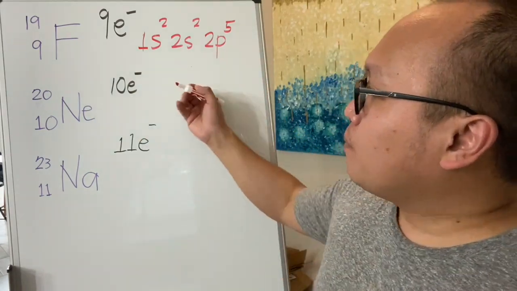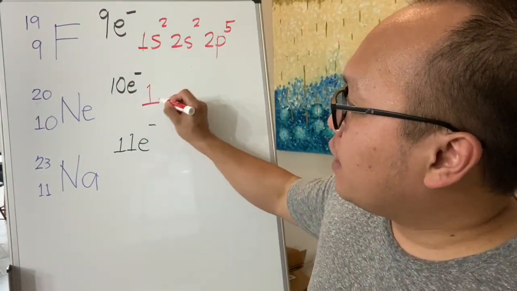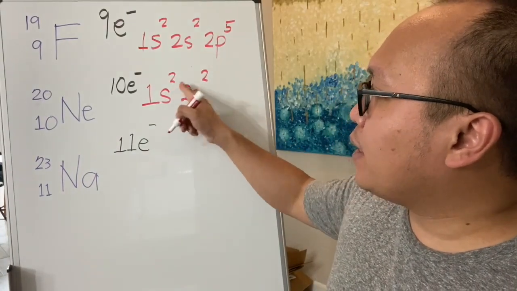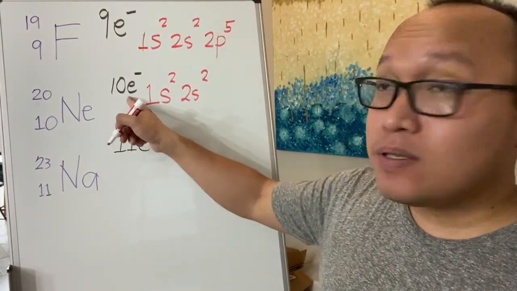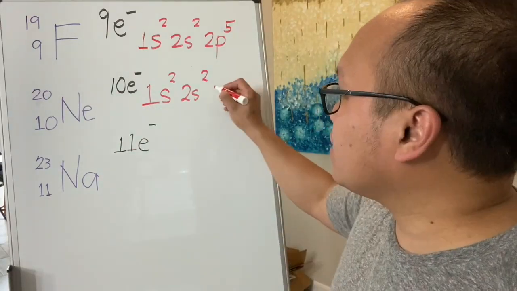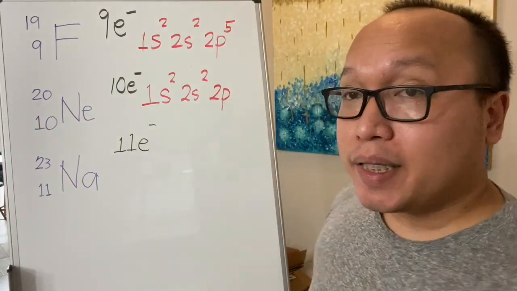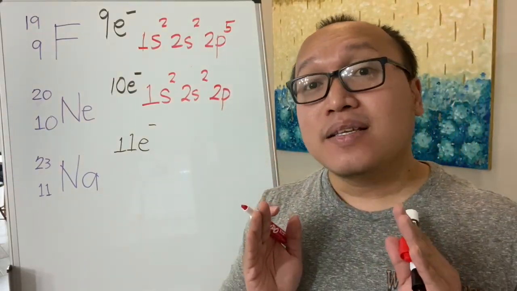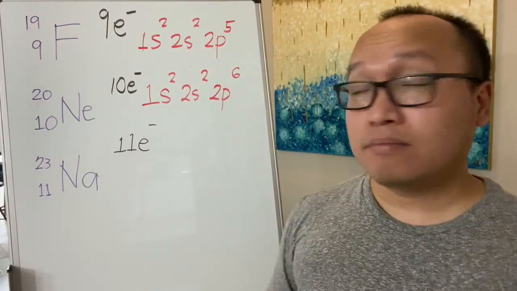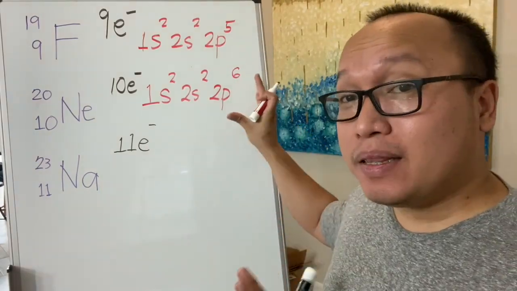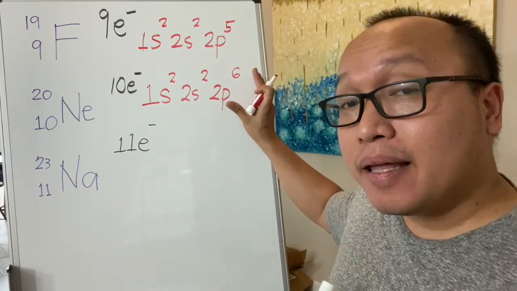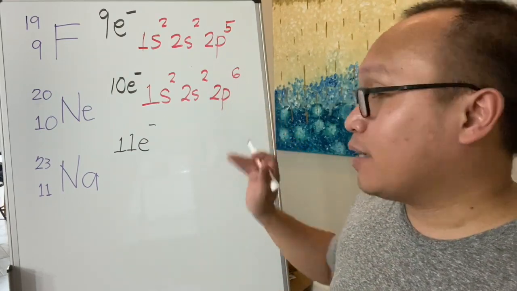Pagdating naman sa neon, this is how we're gonna do electronic configuration. So, 1s2, 2s2. So, nakagamit na tayo ng 4 electrons. 10 minus 4 is equal to 6 electrons. So, meron pa tayong 6 electrons na pwedeng ilagay. Ngayon, ang next orbital is a 2p orbital and it can occupy a total of 6 electrons. So, therefore, ito, puno na siya. So, this is a completely filled electronic configuration. Up until the second energy level, puno lahat ng electrons.